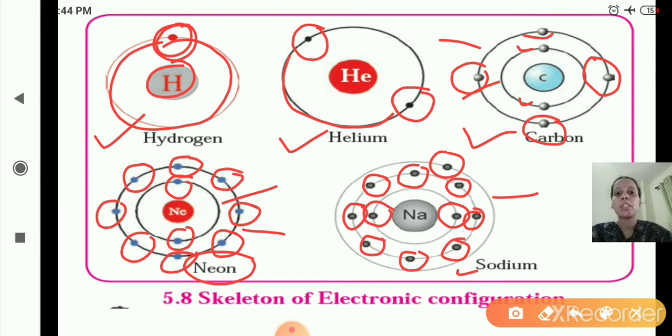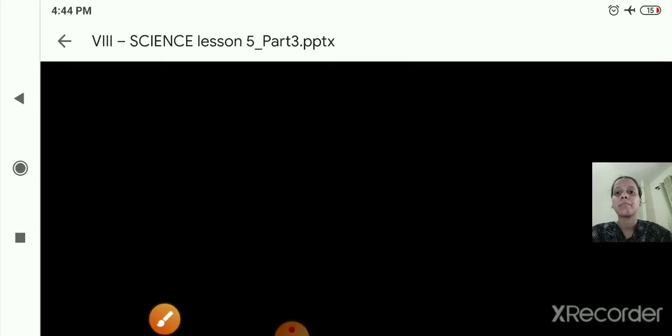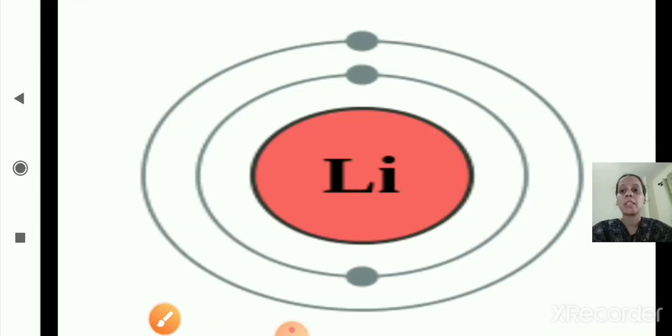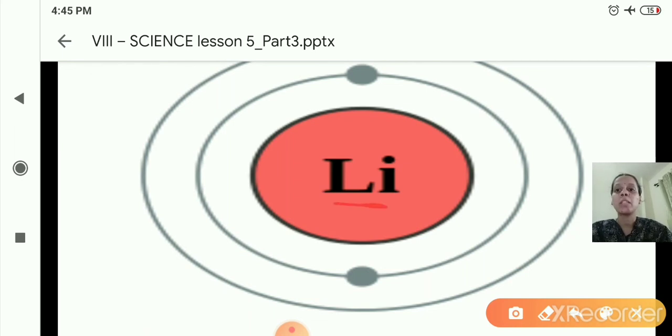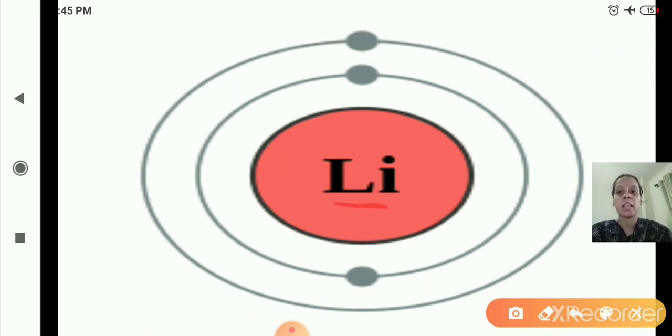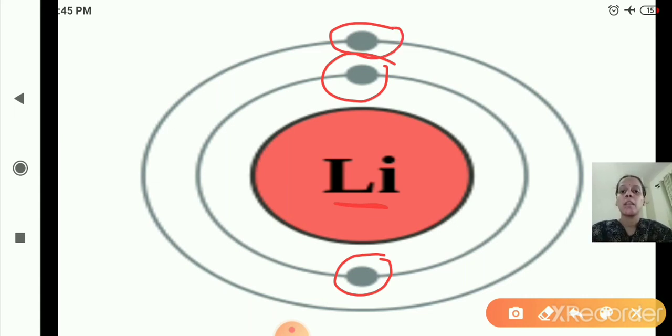Now we'll see the next one. Okay, this is lithium. Li means lithium, the symbol for lithium, that is Li. How many total number of electrons in lithium atom? That is 3. So 1, 2 in K shell and the remaining 1 in L shell. So the total number of electrons in lithium, that is 3. So how will you write down the electronic configuration? 2, 1.